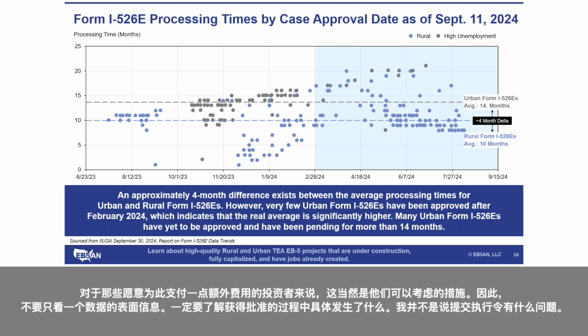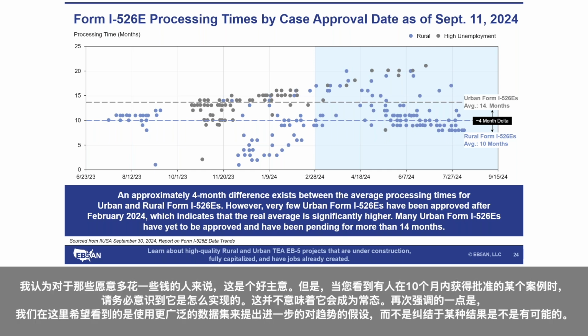And so, don't just take a number for what it is. Always understand what went into that process to get that approval. I'm not saying that there's anything wrong with filing a writ of mandamus. I think it's a great idea for those people who are willing to expend that extra money. But certainly keep that in mind when you're seeing an isolated case of someone getting approved in 10 months. Doesn't mean that's going to be the norm. And again, what we're trying to look at here is using a wider set of data to come up with a further extrapolated hypothesis of trends, and not necessarily what could be possible.